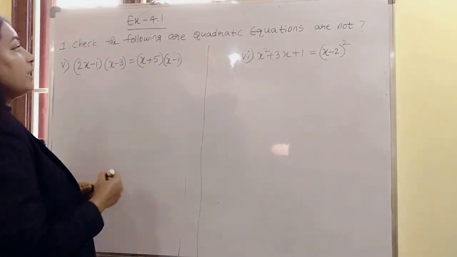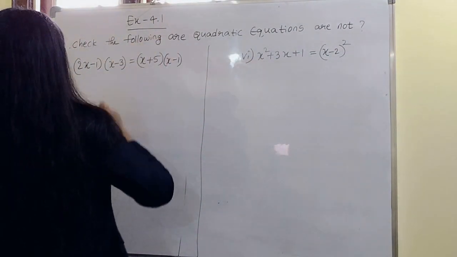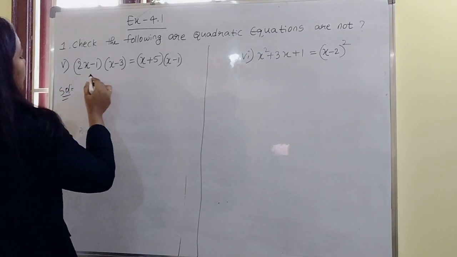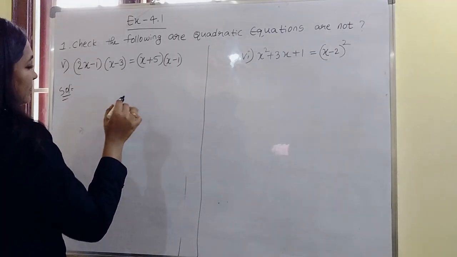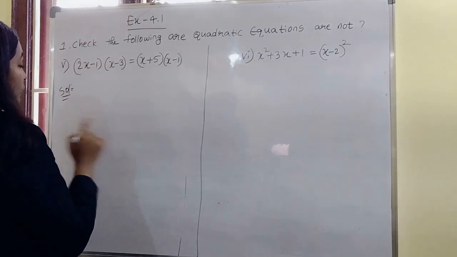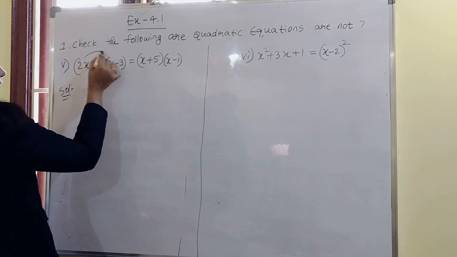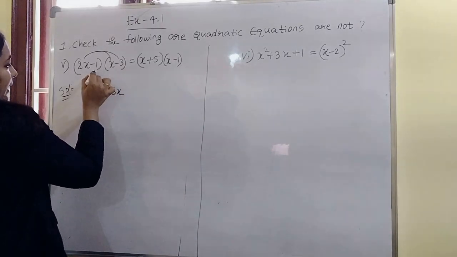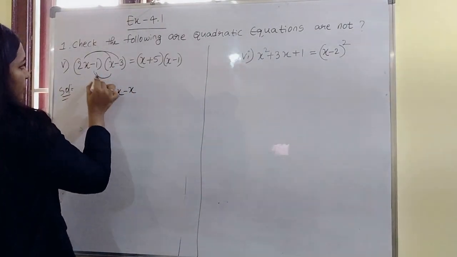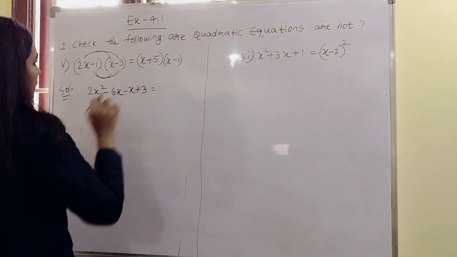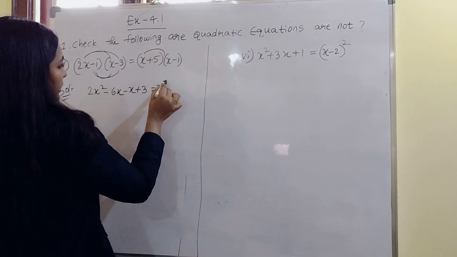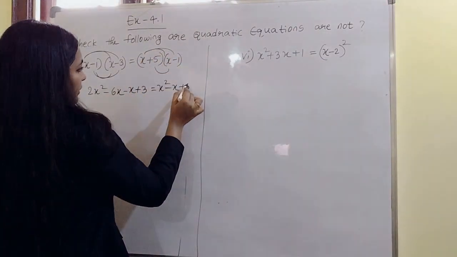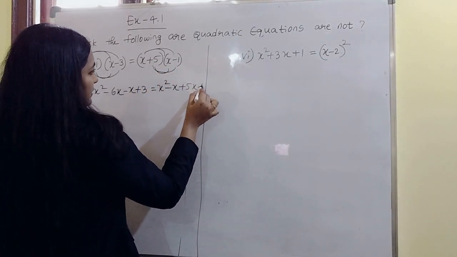So, let us solve and check whether it is a quadratic equation or not. Solution. So, 2x minus 1 into x minus 3 is equal to x plus 5 multiplied by x minus 1. You need to solve it. Simplify it. 2x into x, 2x square, 2x into minus 3, minus 6x, minus 1 into x, minus x, minus 1 into plus 3 is equal to x into x square, x into minus 1, minus x, plus 5 into x, plus 5x, plus 5 into minus 1, that is minus 5.